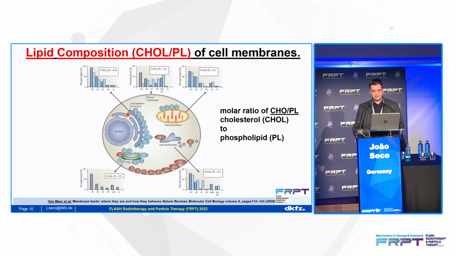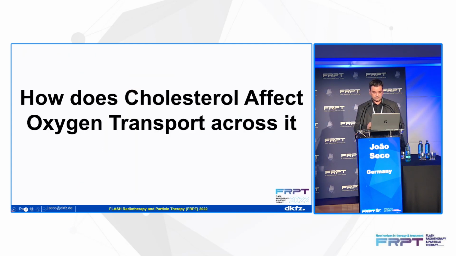So here you have the ER with relatively lowish, but still enough. Then you have also the mitochondria. The endosomes also have an extremely high level of cholesterol to phospholipids. And then you have others here. What is not shown is the nuclear membrane, which also has a pretty high level of cholesterol to phospholipid. So you see that the concentration of cholesterol in the membrane varies significantly in the cell, and it has a very high impact on the way oxygen will diffuse through it, in principle.